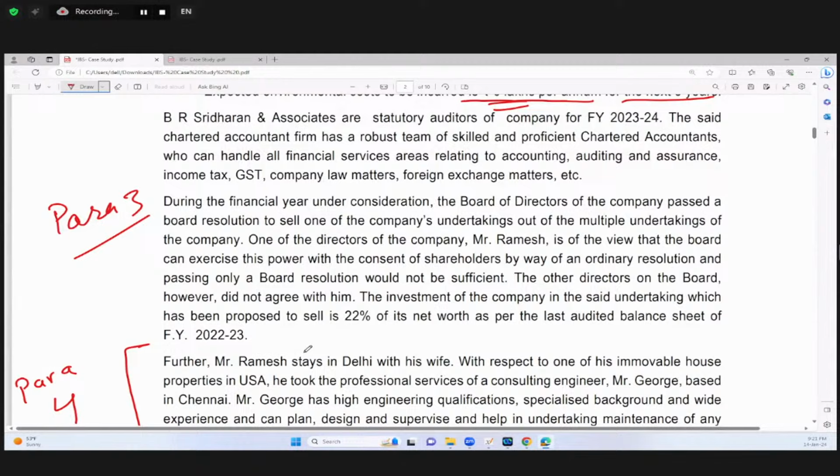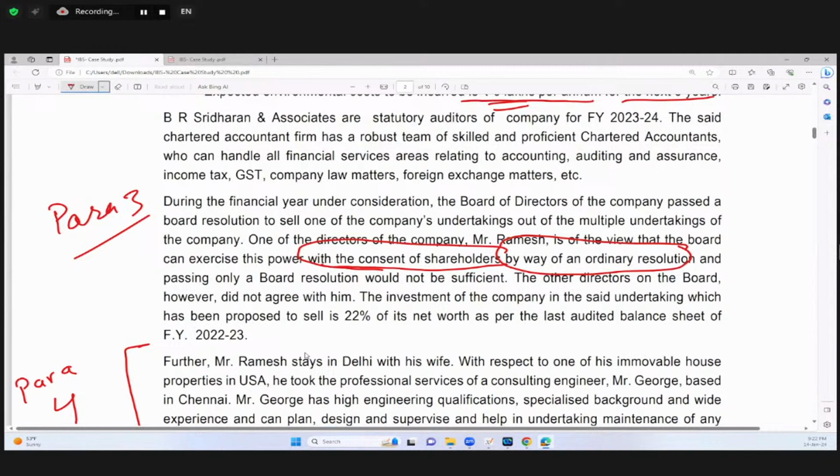One of the directors of the company, Mr. Ramesh, is of the view that the board can exercise this power with the consent of shareholders by way of an ordinary resolution. Here we can see that two things are specified: the consent of shareholders, and that it is by way of an ordinary resolution, and passing only a board resolution would not be sufficient.